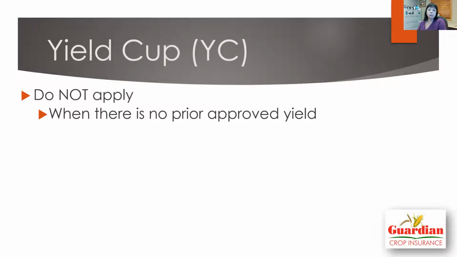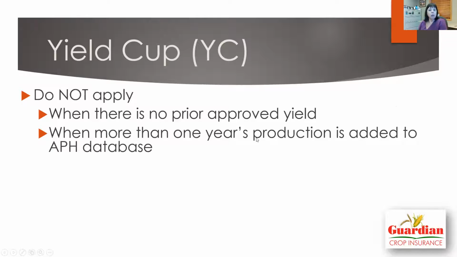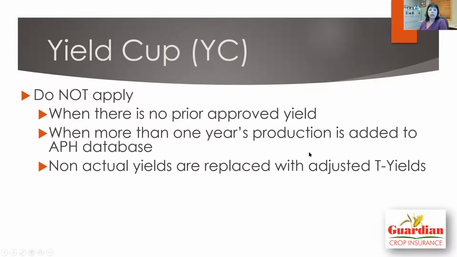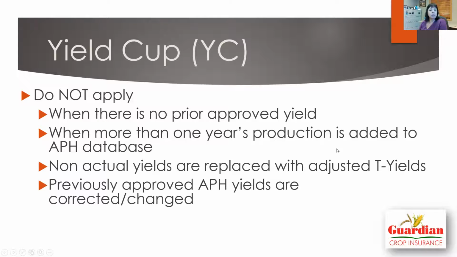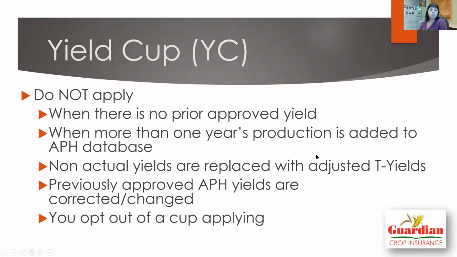They do not apply when there is no prior approved yield. You don't want to really take 90% of zero. And they will not apply when more than 1 year's production is added to an APH database. And when non-actual yields are replaced with adjusted T yields, or when your previously approved APH yields are corrected or changed, then the yield cup will not apply from last year to this year's. And also, if you opt out of the cup applying, of course, it's not going to apply.